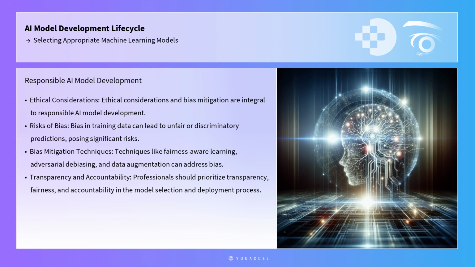Lastly, ethical considerations and bias mitigation are integral to responsible AI model development. Bias in training data can lead to unfair or discriminatory predictions, posing significant risks to individuals and organizations. Techniques such as fairness-aware learning, adversarial debiasing, and data augmentation can help address bias and ensure equitable outcomes. Professionals should prioritize transparency, fairness, and accountability throughout the model selection and deployment process.